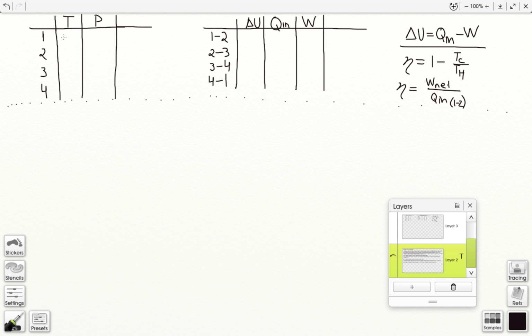Okay, so the temperature at state 1 was at 150 degrees Celsius, and from the table we saw that it was at 4.758 bar, which is also equal to 475.8 kilopascals. So temperature will be in C, and our pressure will be in kilopascals.